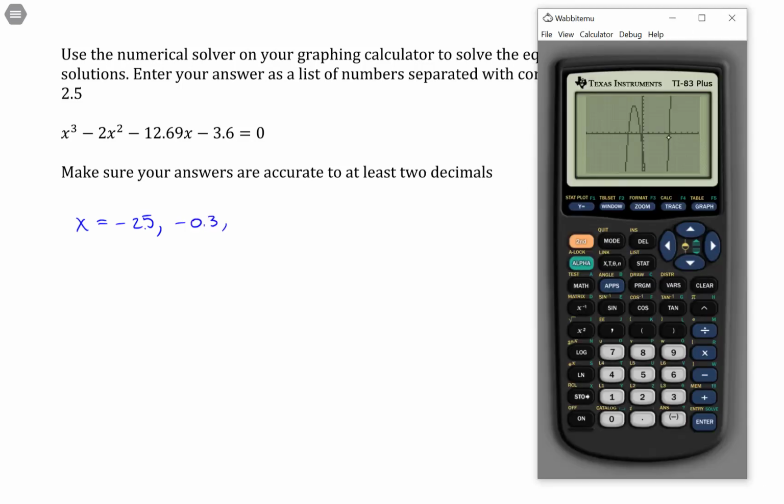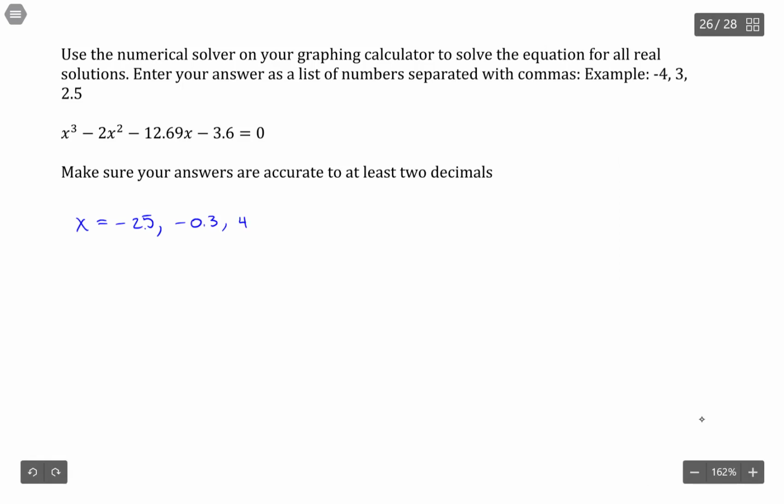The last zero is this one up here, and we'll do the same process. Second calc, go for the zero function. The left bound and right bound, let's see, what did we say? This is 1, 2, 3, 4, so it should be somewhere between 4 as a left bound, and I'll put 6 as a right bound. Somewhere in this range, there's a zero, and my guess is it's somewhere close to 5. And it turns out it's at 4.8, so there's the final zero.